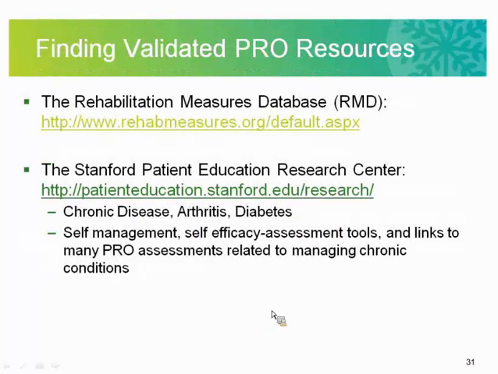So how do you do that? There's thousands of instruments out there. You don't have a lot of time as a clinician to be able to go and try to hunt these down. Well, one way to find validated patient-reported outcome assessment tools is to use a resource called the Rehabilitation Measures Database, or the RMD.